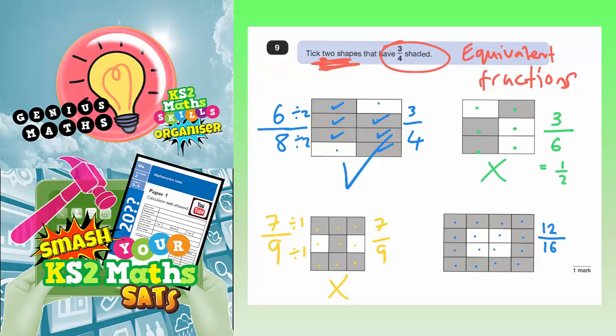Now the question is, does 12 out of 16 simplify to be 3/4? Well, 12 and 16 are both in the 4 times table. So we could divide them both by 4 to simplify that fraction. 4s into 12 goes 3 times, and 4s into 16 goes 4 times. So as you can see, you do actually get 3/4 when you simplify 12/16. And 3/4 is what we're trying to find. So we can tick that one as well. So the 2 shapes that you should have ticked is the top left one and the bottom right one.